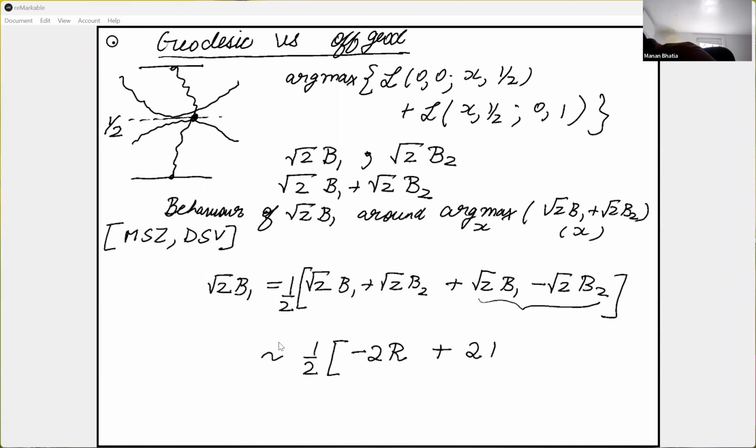So 2B is equal to B minus R. So this is the difference that happens on a geodesic. Usually your distance profile looks like square root 2 times Brownian motion. But if you center around a geodesic, it starts looking like a Brownian motion minus an independent Bessel process.